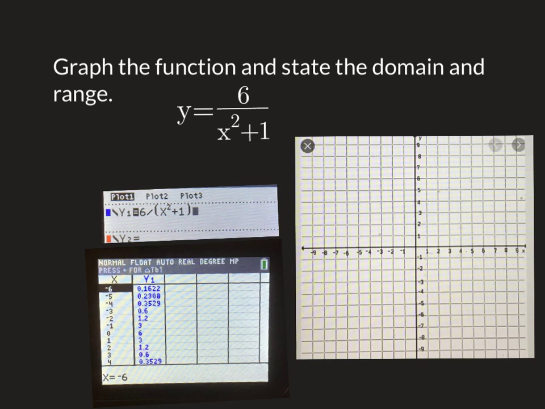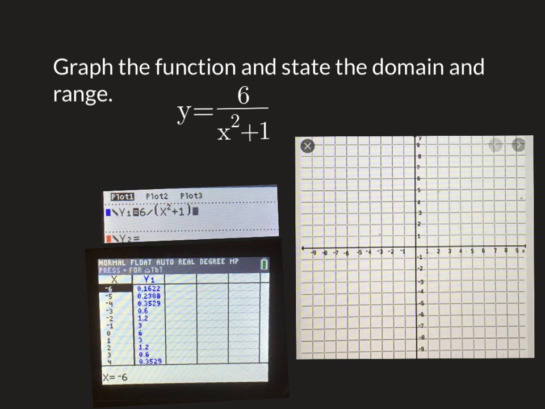Directions, the same all day long: graph the function and state the domain and range. It gives you y equals 6 over x squared plus 1. The difference in this one and what we did the other day is now we have an x squared. The first question I always ask is, what makes the bottom 0? Because that's going to be your vertical asymptote.